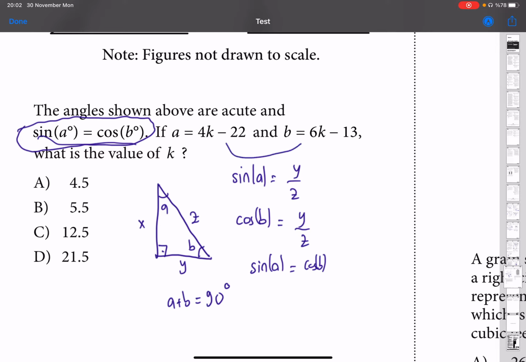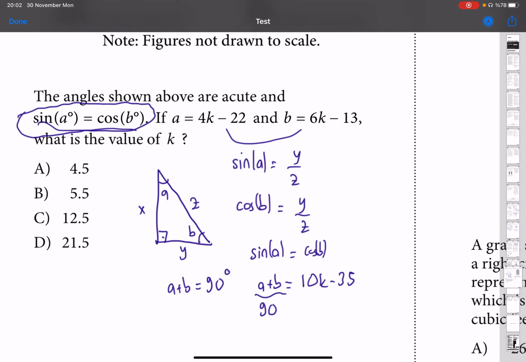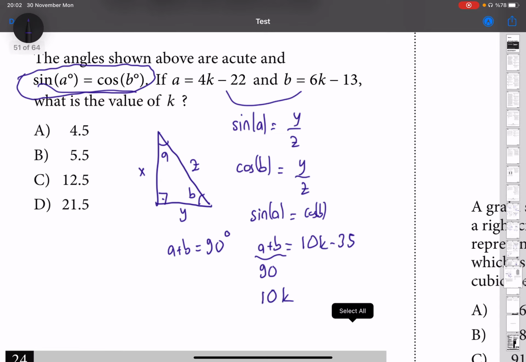Let's add them side by side. A plus B is equal to 10k minus 35. So substitute 90 instead of A plus B. So 10k is 125. So the answer is 12.5.